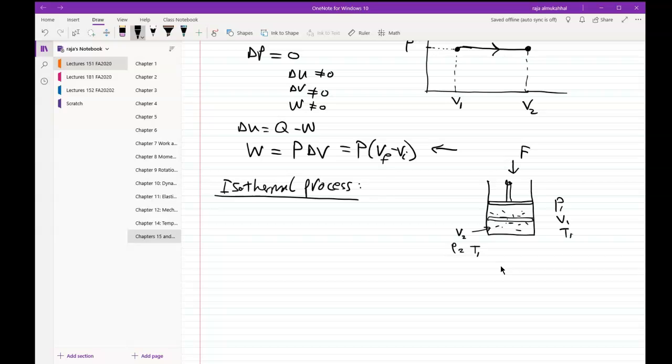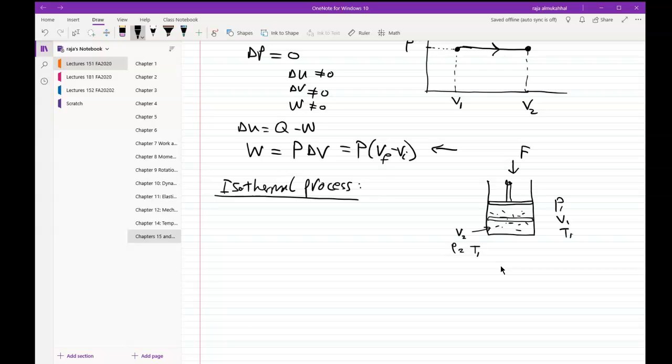Obviously, when you compress a gas like that, you're going to increase its pressure, decrease its volume, and as a result of that, it's going to heat up. Makes sense, it's going to heat up. Well, how am I going to keep the same temperature? Well, here's a little trick.